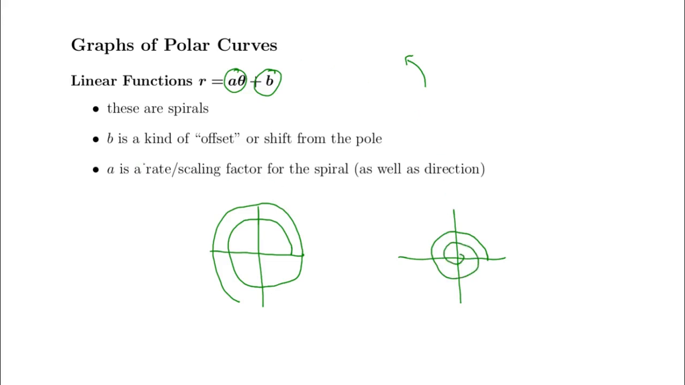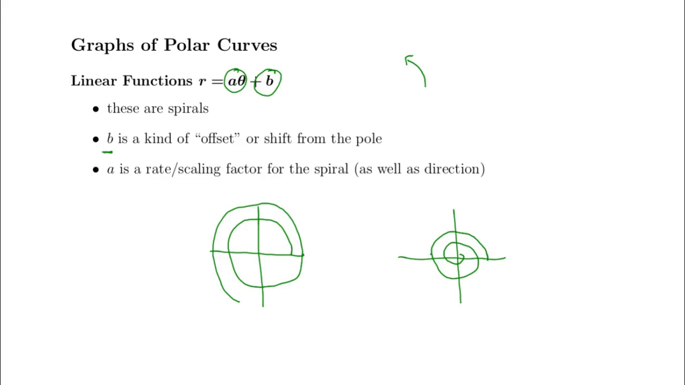So we have this offset b from the pole. That's always just going to be like a starting point. You can think of it as an intercept, but now it's not a y-intercept. It's whatever we are on the polar axis, this positive horizontal axis, when theta is 0. And a is just some sort of a scaling or rate factor for the spiral that also impacts the direction, like does it spiral towards the pole or not, things like that.